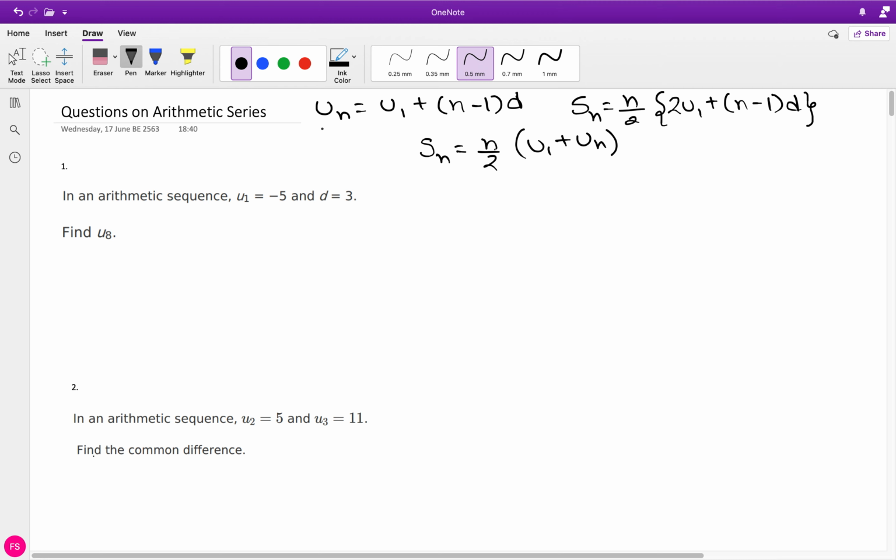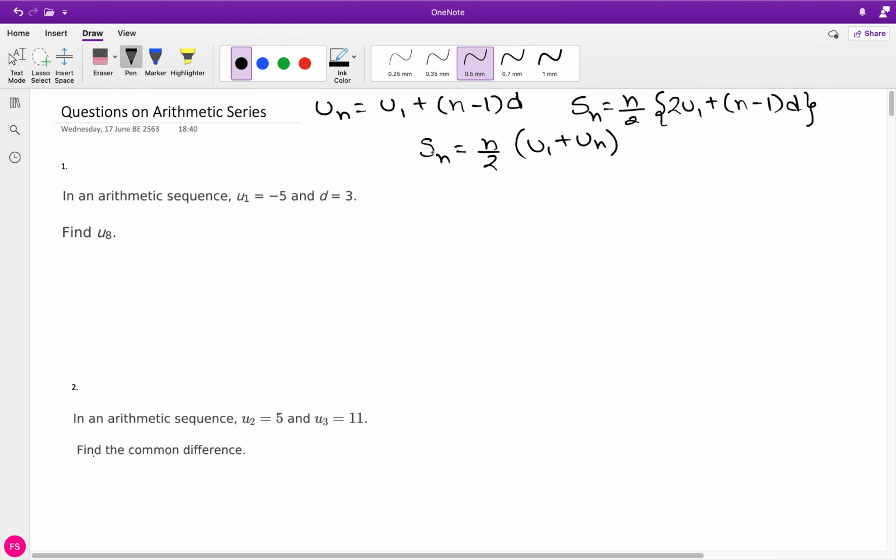If you want to find the first term or the second term, third term, you can just use this, where u1 is the first term, n is the number of the term that you want to find, and d is the common difference. This is the formula to find the sum of the series, where n is your number of terms, u1 is the first term, and d is the common difference.